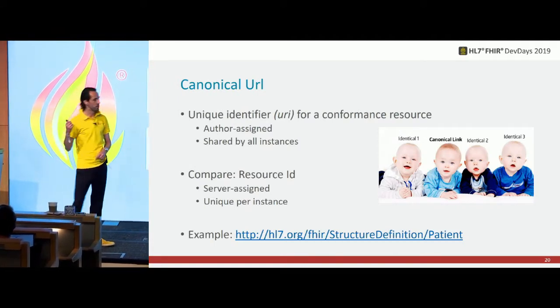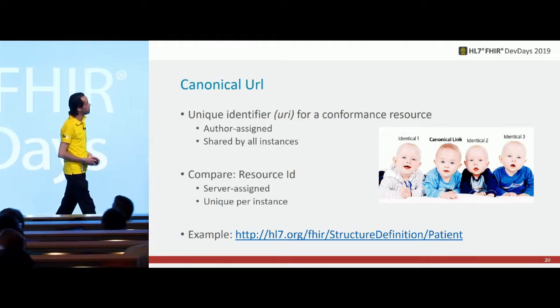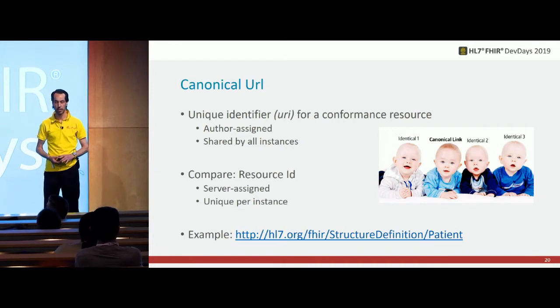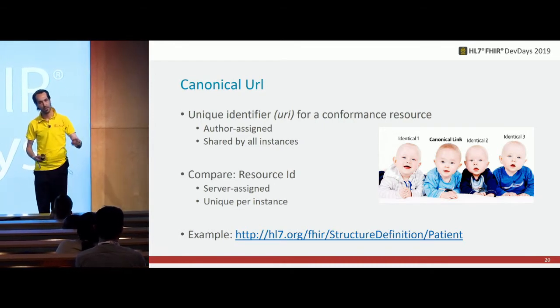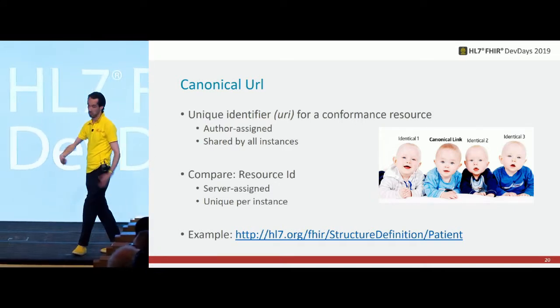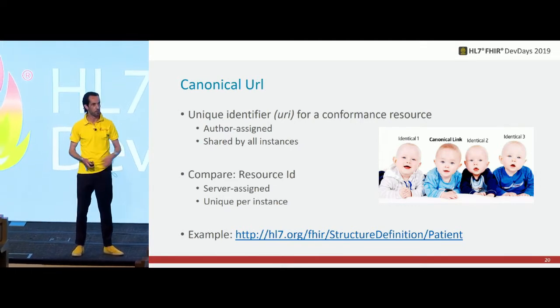A little side note I put in between. Conformance resources are a little bit special in the way you identify them. All resources in FHIR have a resource ID, but that's server assigned. If I push the same structure definition to 3 different servers, I will get 3 different resource IDs. The server assigns it. But I need a way to make sure that it's actually the same profile.